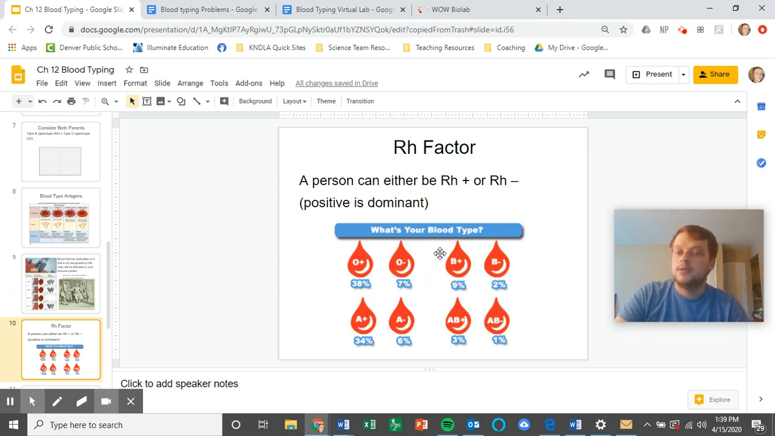I'm B positive, so about 9% of the population have that. But if you know your blood type, you can check out this chart and pause the video and see what the distribution is for your specific blood type.